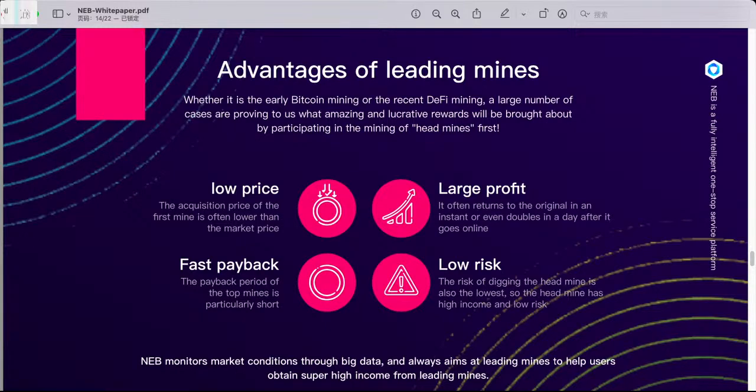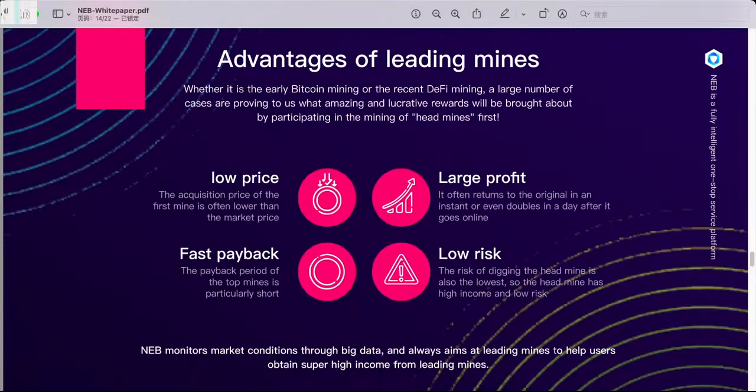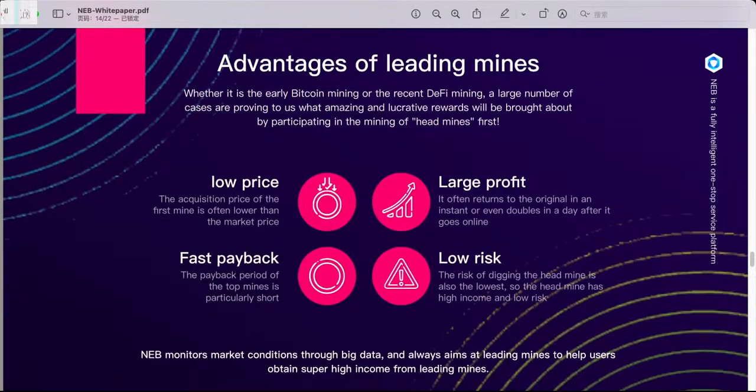And so that's why when the aggregator executes the whole process in the leading mile, it can make arbitrage when the price is lower than the market price, and also it has a faster payback. Because the period of the leading mile is very short, it is also very efficient. And also for the investor in the leading miles, it can make a large profit.